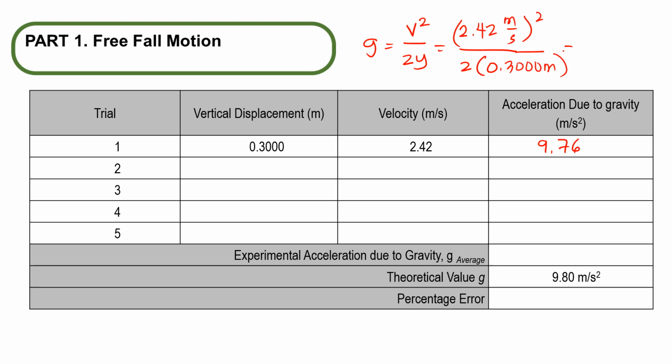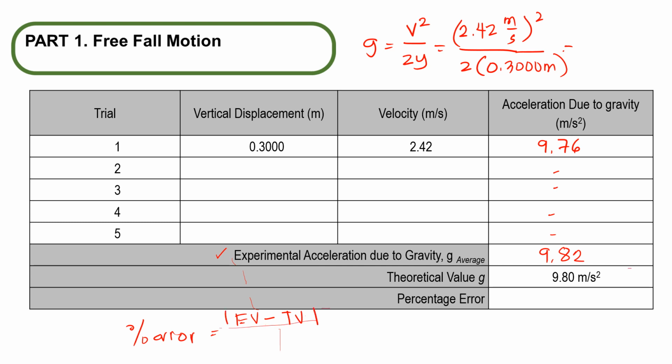Assuming that the average value here, after computing for the acceleration due to gravity for trial 2, 3, 4, and 5, is 9.82, assuming that this is the average value, we need to compute for the percentage error. To compute for the percentage error, the formula is experimental value, which is this one, minus the theoretical value, which is 9.8 meters per second squared.